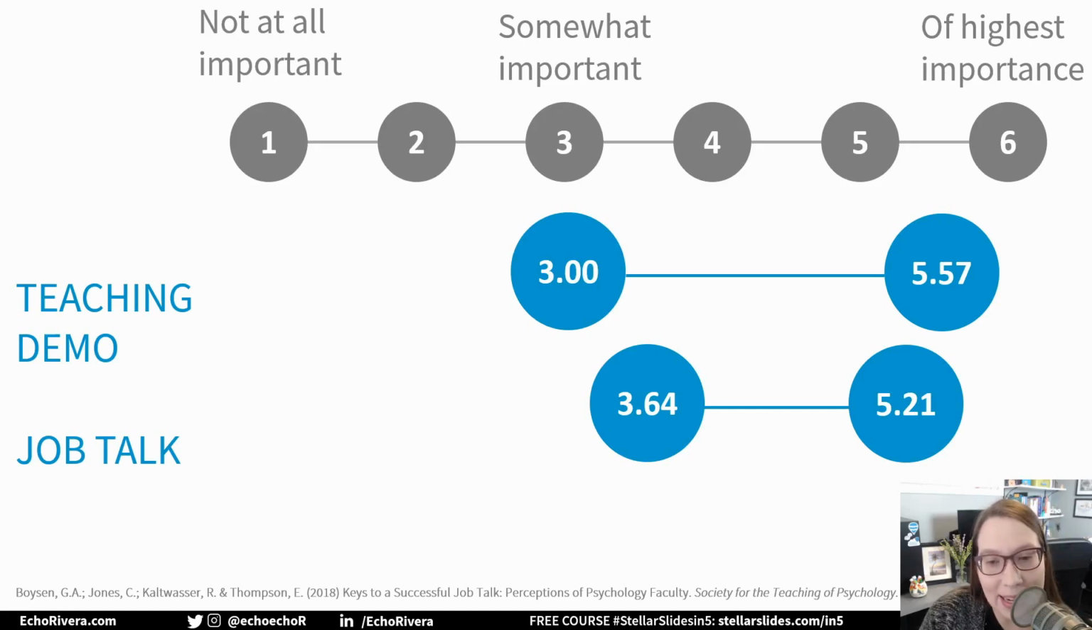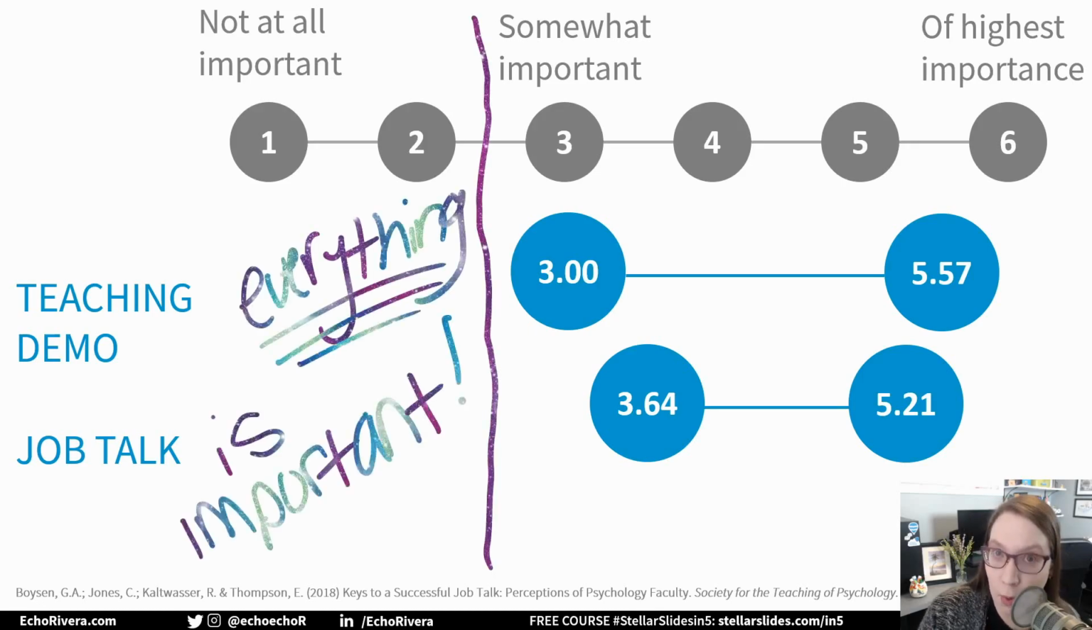What does that mean? Well, it means the lowest average was somewhat important, which means everything was important. There's no big winner here. Just like Dr.